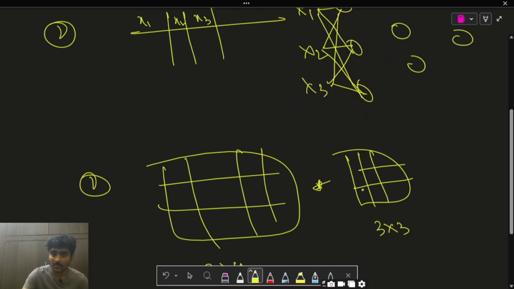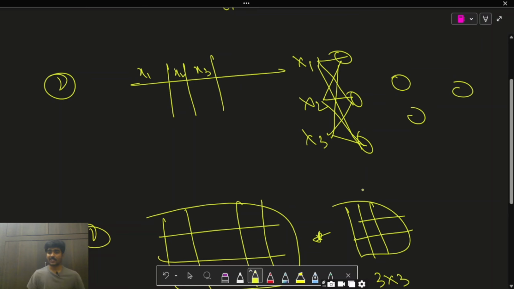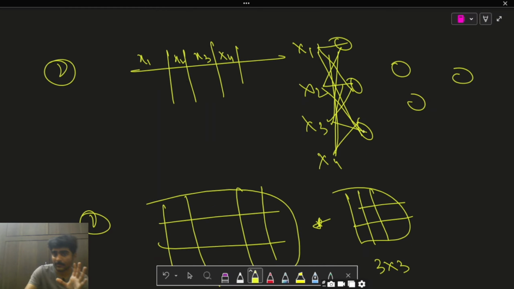Now we'll find out the major difference. Let us say I add an extra column. I'm a data scientist, and after doing my feature engineering, I see that the number of columns is very low. So I have created an extra feature, x4, and added this extra feature x4 to my data. Now what happens is I'll be adding this x4 feature here and connecting it to my hidden layer.